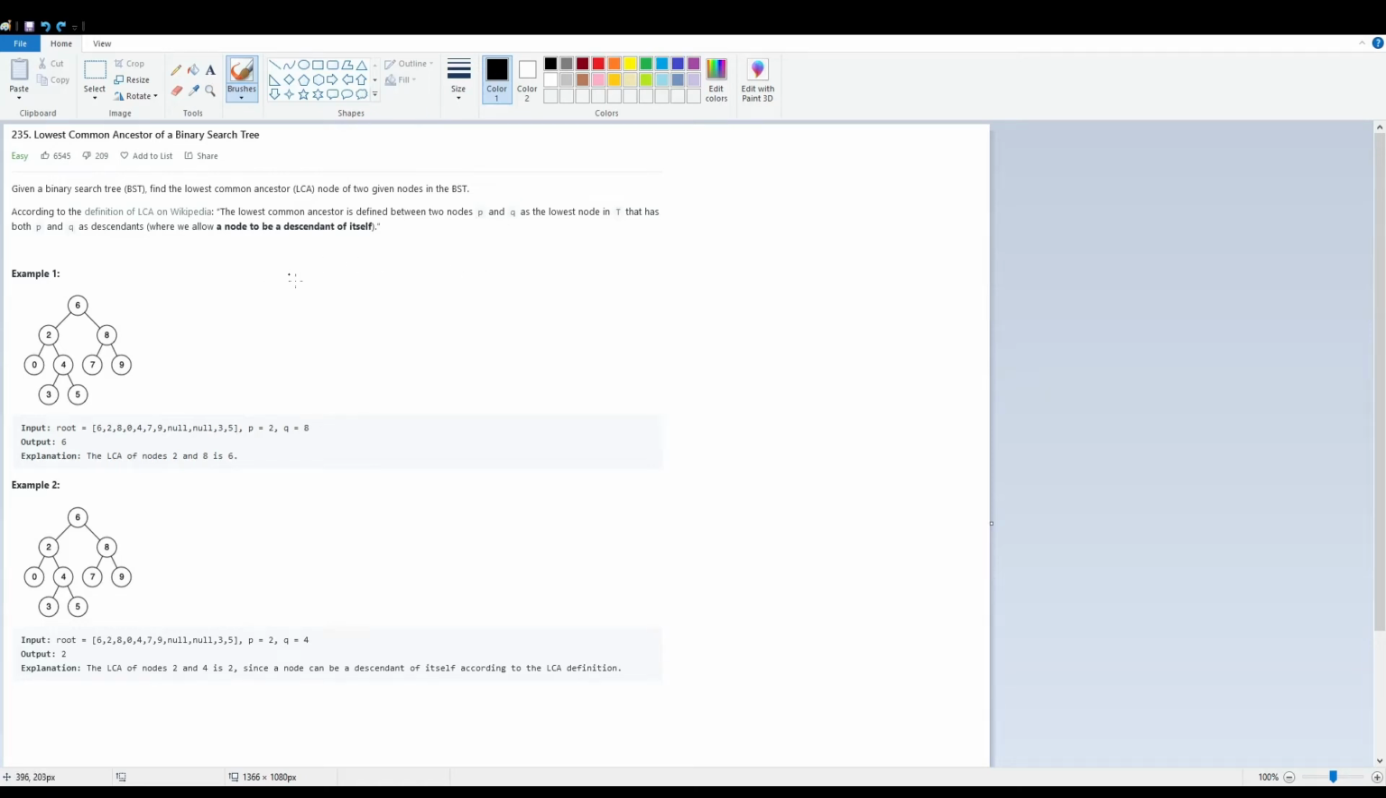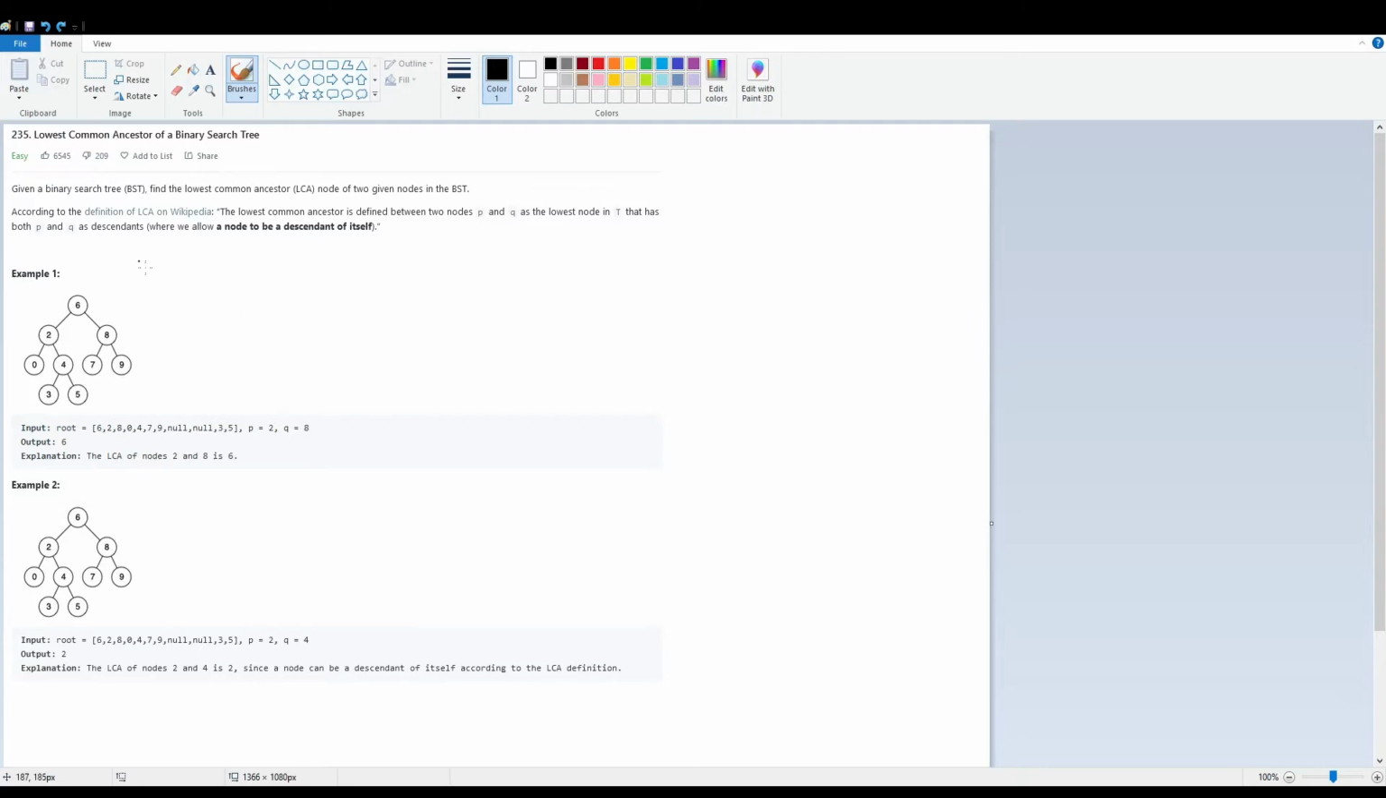Today we're going to look at LeetCode question number 235, lowest common ancestor of a binary search tree. Given a binary search tree, find the lowest common ancestor node of two given nodes in the BST. According to the definition, the lowest common ancestor is defined between two nodes P and Q as the lowest node in T that has both P and Q as descendants, where we allow a node to be a descendant of itself.